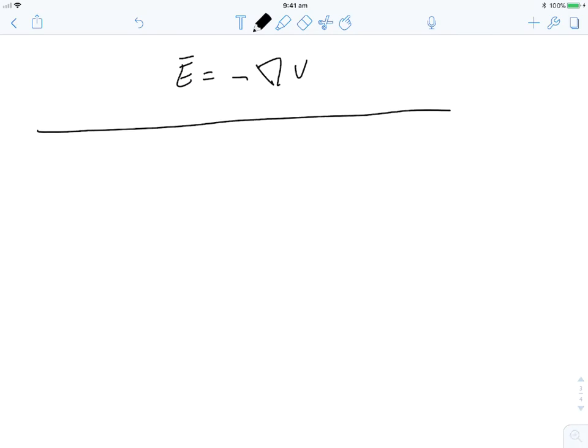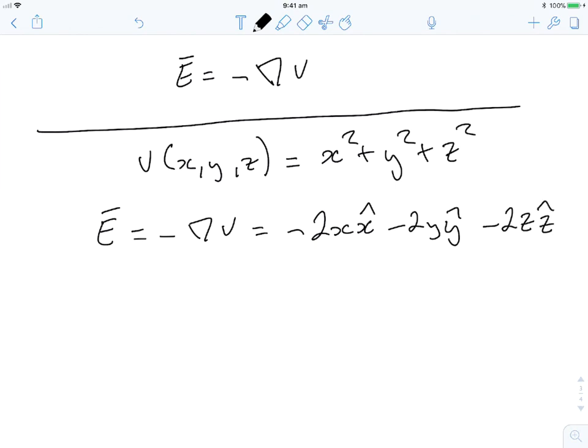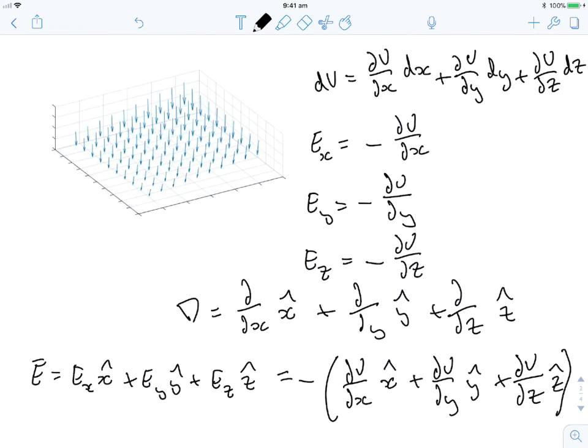So if we go back to the scalar potential that we had, V(x, y, z) was equal to x squared plus y squared plus z squared. To obtain the electric field, we just take minus the gradient of that scalar function, and that's going to be equal to minus 2x x hat minus 2y y hat minus 2z z hat, and that is our electric field. And if we were to plot it, we would obtain a plot which looks something like this.